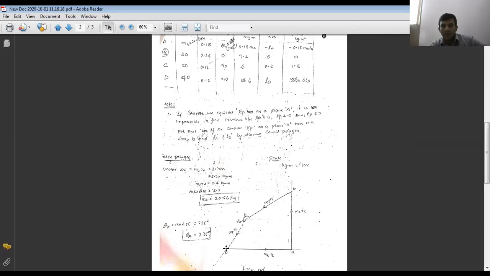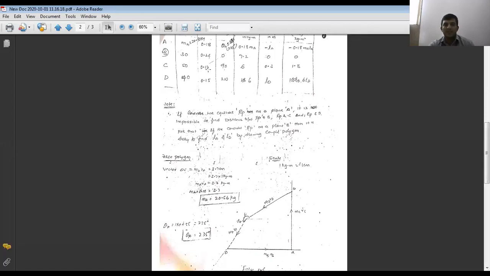Now we get point O already, and point A you will get. The OA line shows the magnitude of MBrB, meaning 7.2 kg meter, that is equal to 7.2 centimeter. And we are moving from O to A, arrow mark towards A. Now 7.2 is over. Any doubt regarding that? That is the first vector line of the polygon.